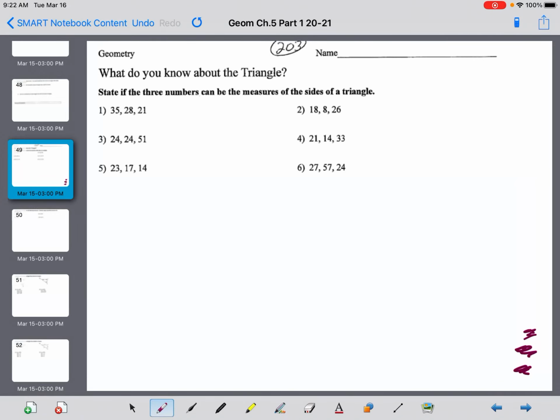All right, here we are going over page 203. This is something you'll want to upload to Canvas. You can use this video to check your work, complete your work, whatever the case may be.